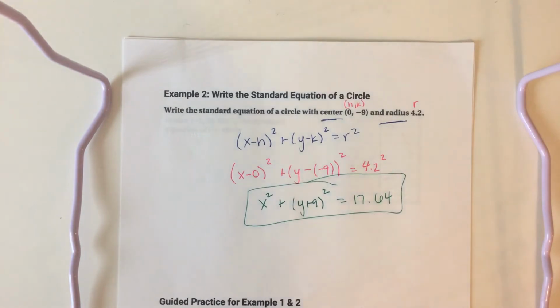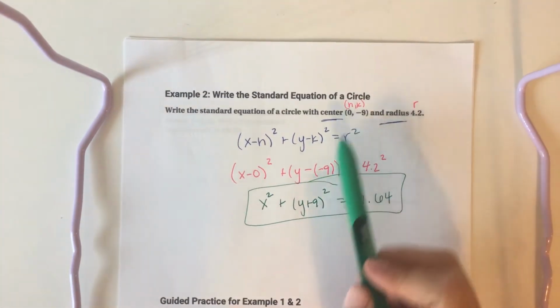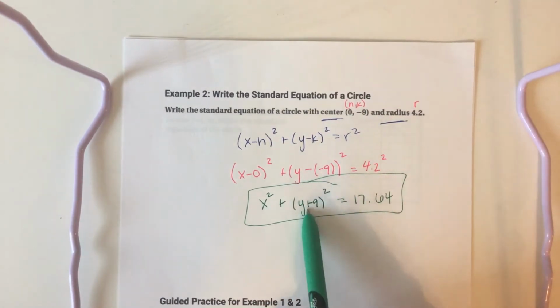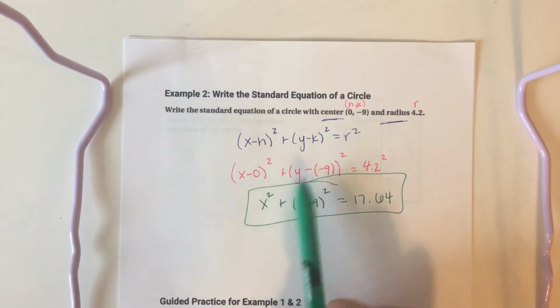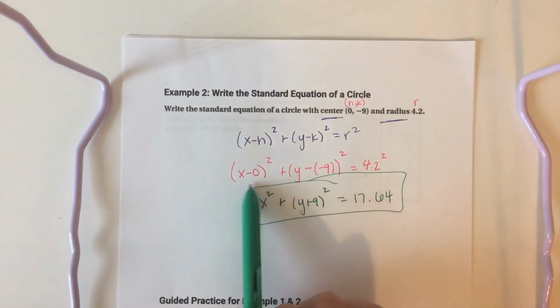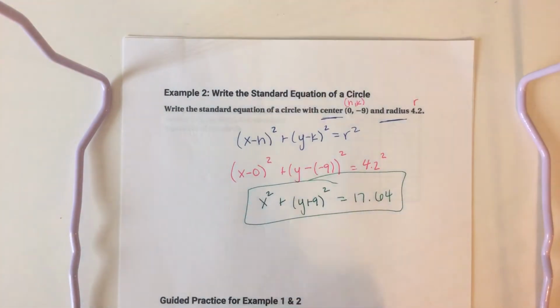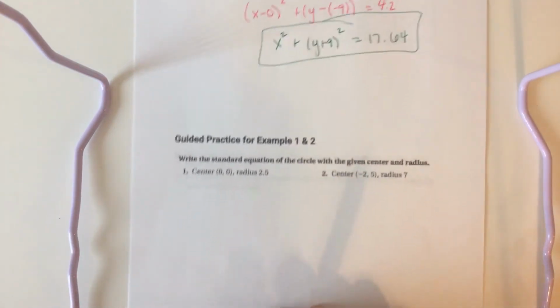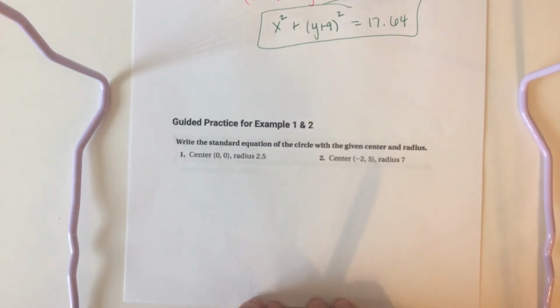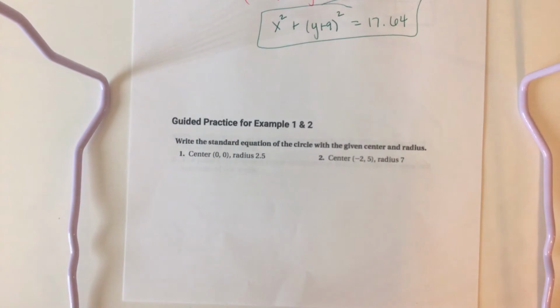Not too bad. The thing you have to be careful with is the negatives here. That's going to change it from a minus to a plus. Remember, it's always opposite inside the parentheses. Whenever you have a 0, you can just leave it as x or y, depending on where the 0 is at. So why don't you guys go ahead and try these two on your own and come back when you're ready to check your answers.